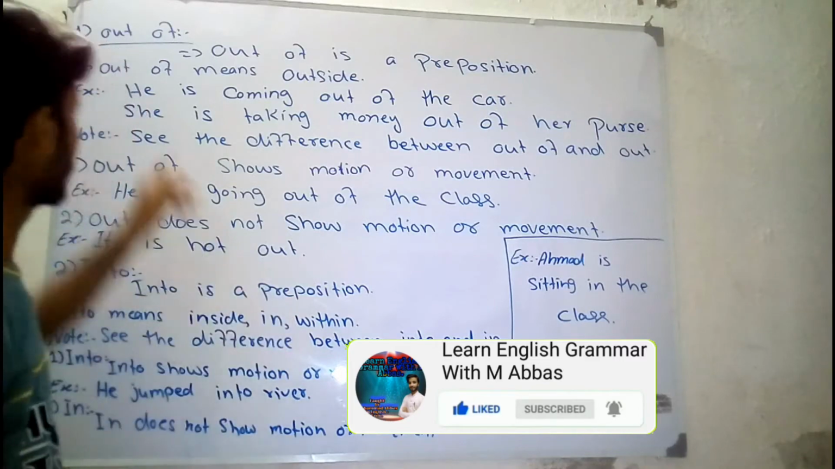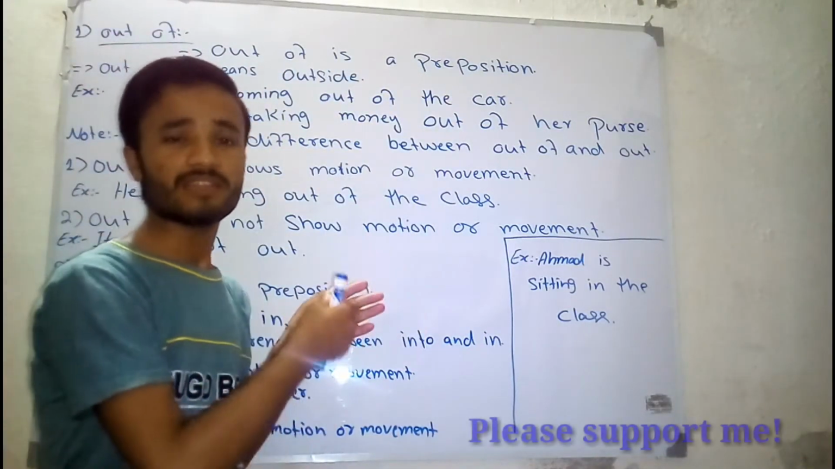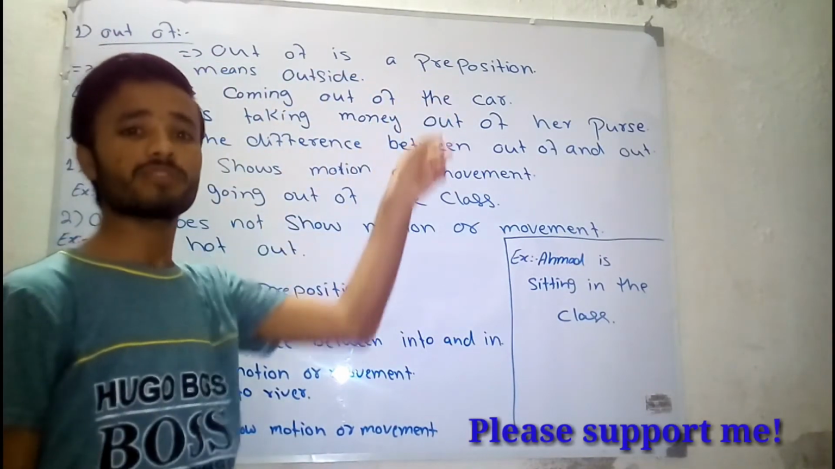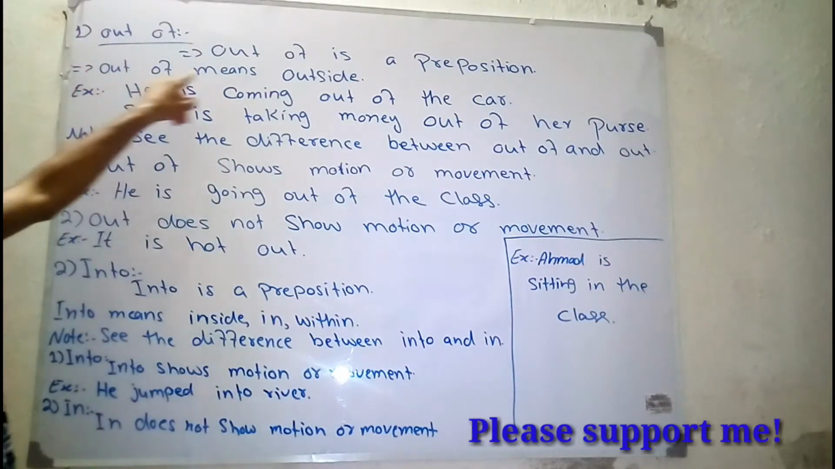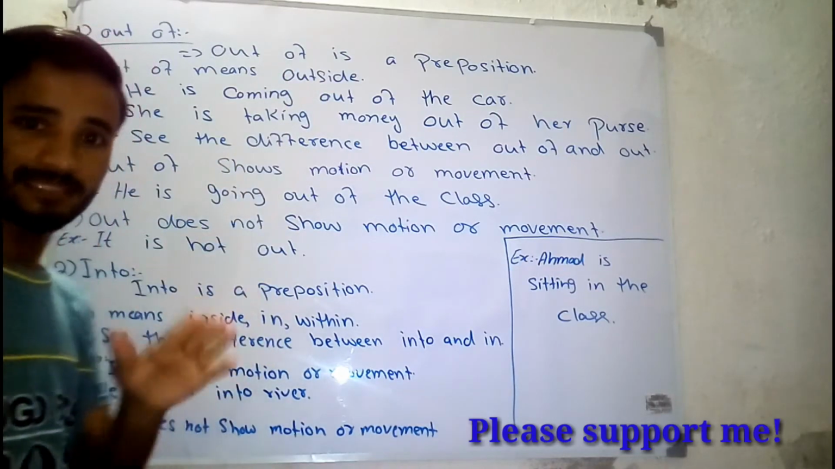What does it mean? See, out of is a preposition. As I told you, these are prepositions according to the grammar. So out of is a preposition according to the grammar. Now what does it mean? See, out of means outside. Out of means outside. Is this clear?